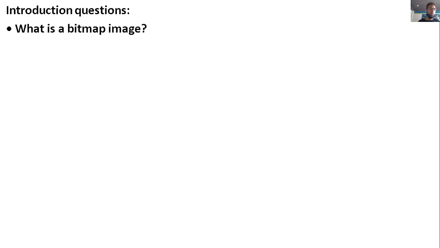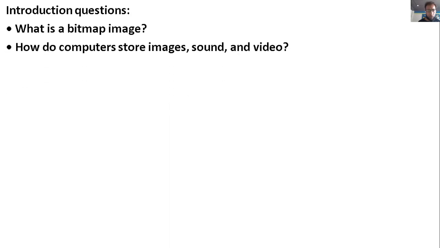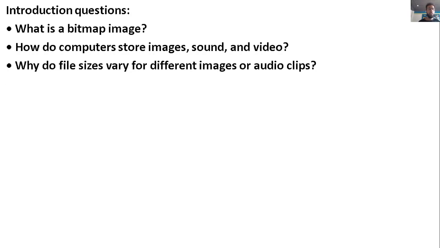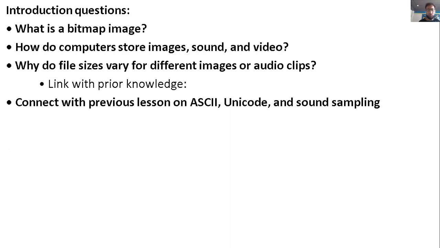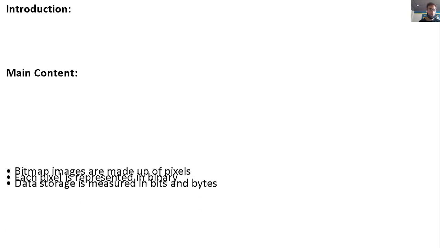So let's see what an image is, what a bitmap image is, how we store images and sounds in binary, and why file sizes vary for different images or audio. Let's link it with prior knowledge, connecting with the previous lesson on ASCII, Unicode, and sound sampling.